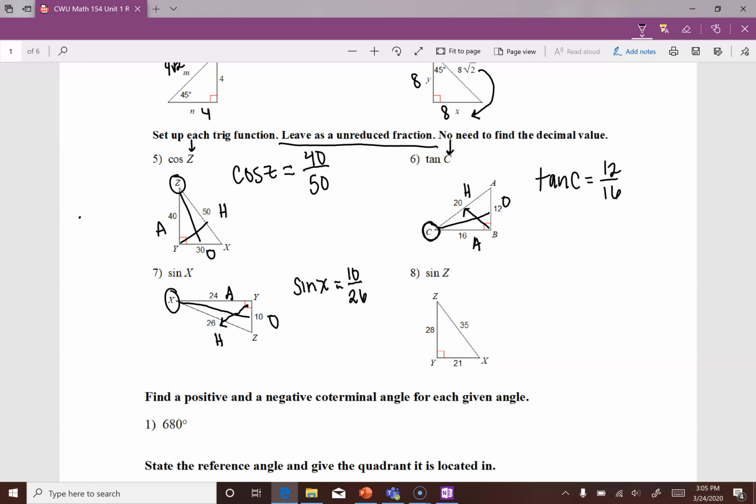Next up, sine Z. Circle my Z, opposite, across from my 90, hypotenuse, and my remaining is my adjacent. So sine of Z is going to be opposite over hypotenuse, which is 21 over 35.